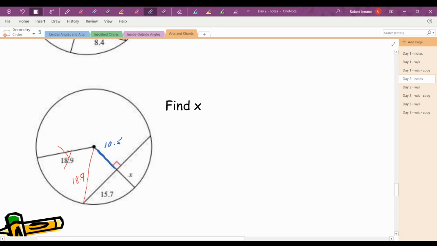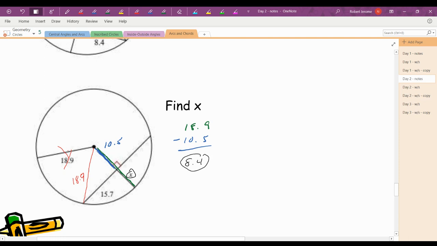But again, now this looks just like a previous question, because check it out. We know the entire radius is 18.9. We know the one piece is 10.5. But what we really want is that leftover piece. So we're going to take the entire radius minus the 10.5, and we're going to get 8.4.